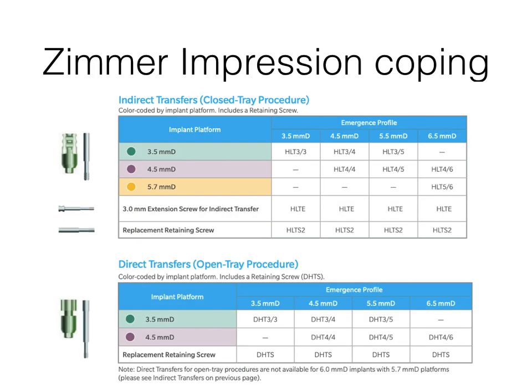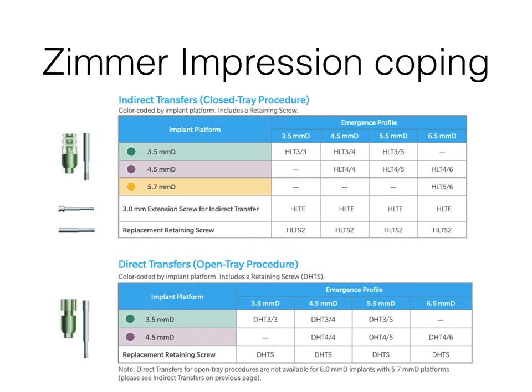When you pick up the impression coping, first you have to know whether you are doing the closed tray or the open tray. As you can see, if you want to use the closed tray technique, you will need the indirect transfer coping. If you want to use the open tray technique, you have to get the direct transfer coping. So you can't mix up those 2 different systems related to your impression technique.